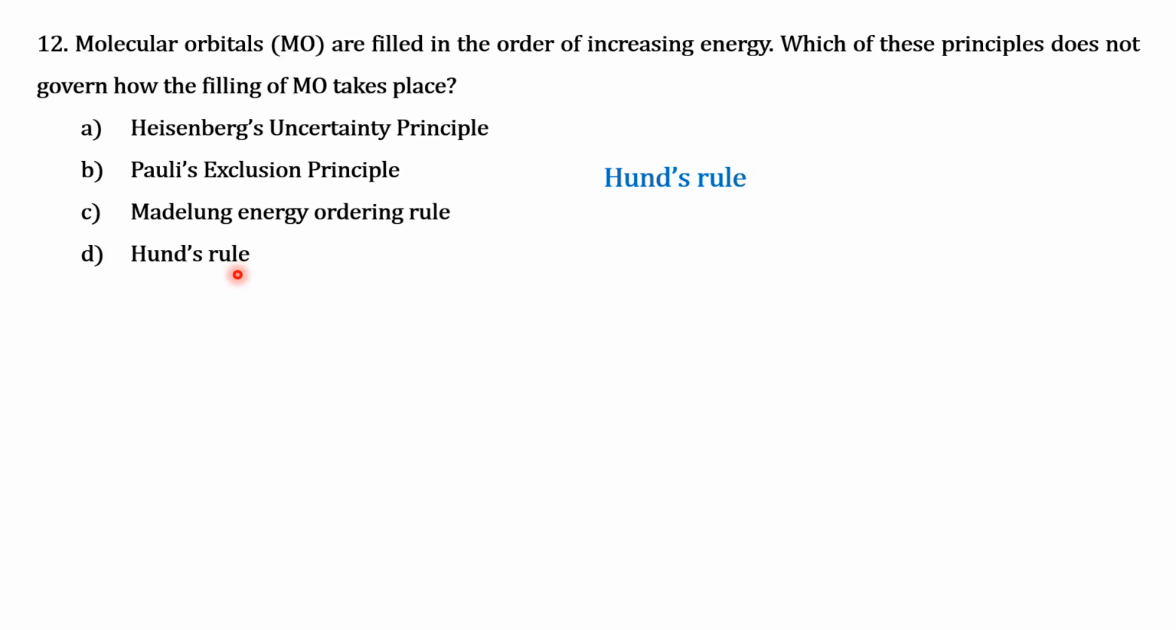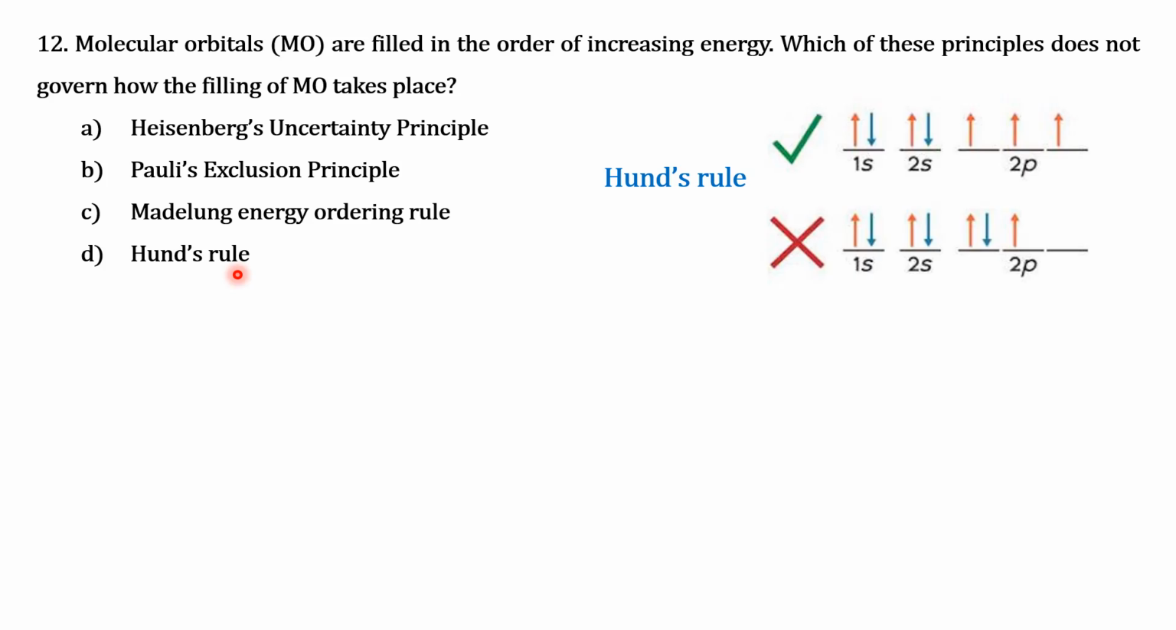So first is Hund's rule. In Hund's rule, what happens? Hund's rule means that all the orbitals should be singly occupied before being doubly occupied. That is, instead of filling two at a time over here, initially all the orange ones have to be filled, and then again we have to go from this side and start filling the next set of electrons. It is not like at a time we can fill two electrons into one space. So that is Hund's rule: all orbitals should be singly occupied before being doubly occupied. So Hund's rule is used in molecular orbital filling.